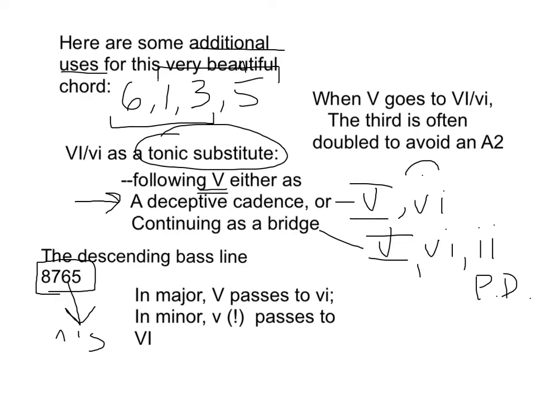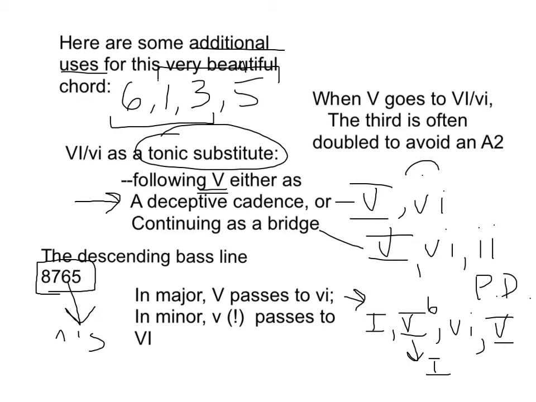8-7-6-5. And you can see why that would be a very popular bass line, because it lets your bass line act like a melody. And so when that happens in major, we get a progression that looks like 1, 5, 6, 6, and then 5. And that looks a little odd to us because in every other instance we've agreed that 5, 6 goes back to 1.